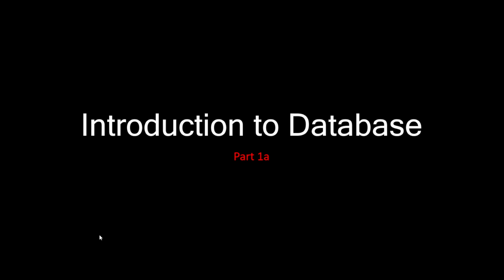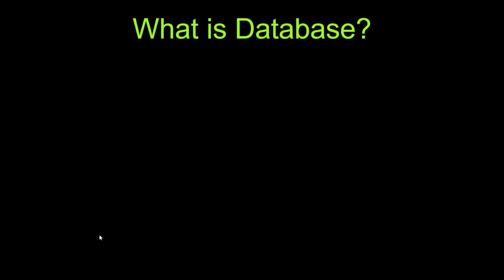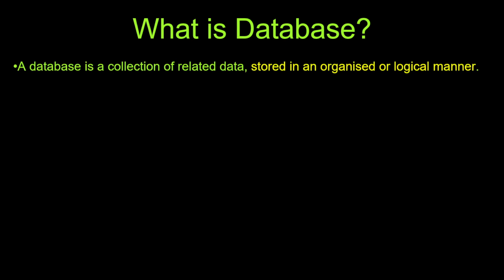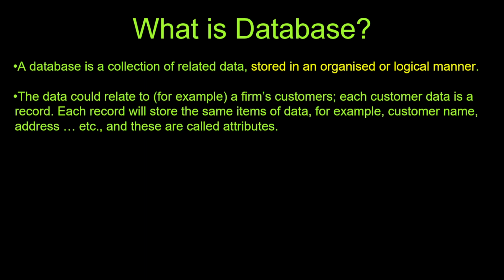So what's a database? A database is a collection of related data stored in an organized or logical manner. For example, if you have a company, you have different customers. Each customer's data is a record. In the record, you will store the same items, for example customer name, customer email address, maybe also his phone number, etc. All these things are called attributes.